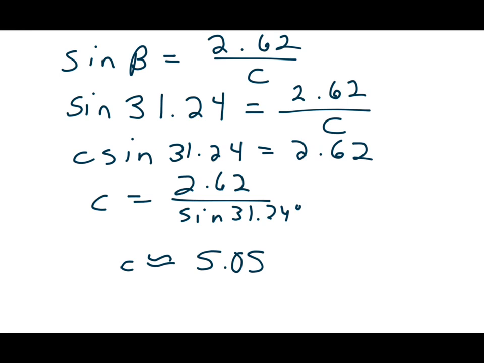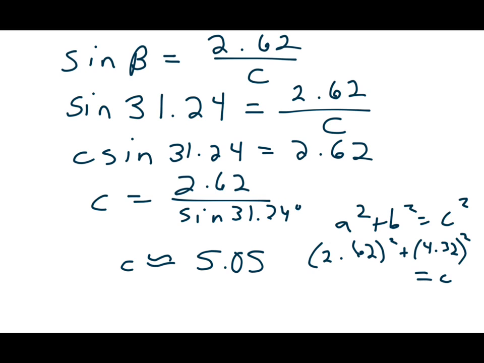If you use the Pythagorean theorem, though, for C, it'd be easier. You could just say a squared plus b squared equals c squared, and you could have done 2.62 squared plus 4.32 squared equals c squared, and solved it that way. Would have got the same thing. Okay? That's how we do solving right triangles using trig and stuff like that.